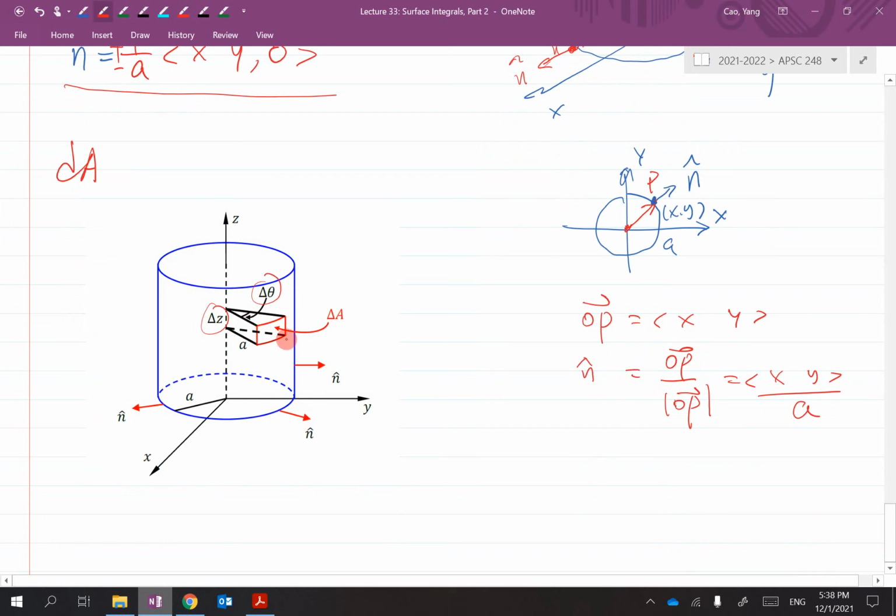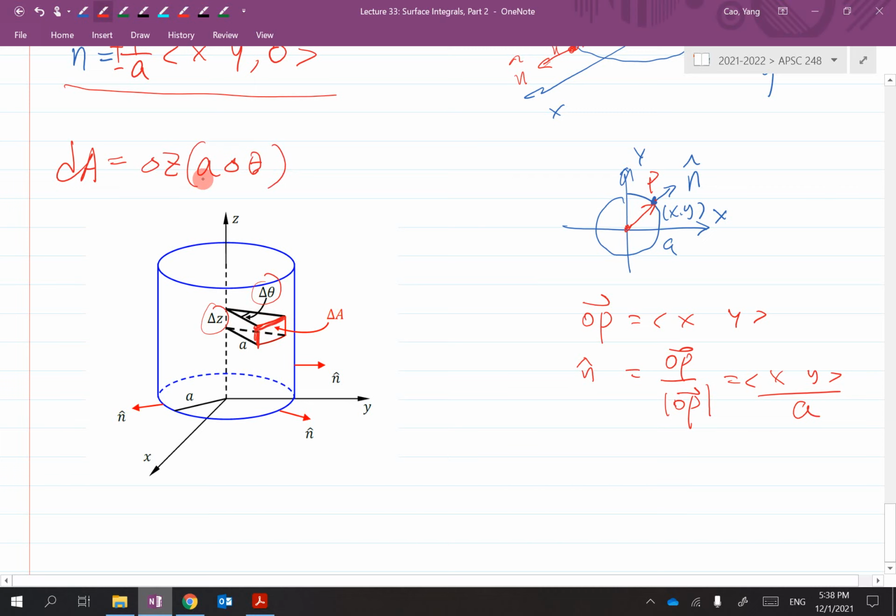And remember, being on the cylindrical surface means that a is not a variable. It's constant, and that's the radius of the cylinder. If we consider this patch as very small, then we consider it a rectangle. Then the area of this rectangle, dA, is just one side multiplied by the other side. One side is delta z, and the other side is a multiplied by delta theta. So one side multiplied by the other gives you the small rectangular area.